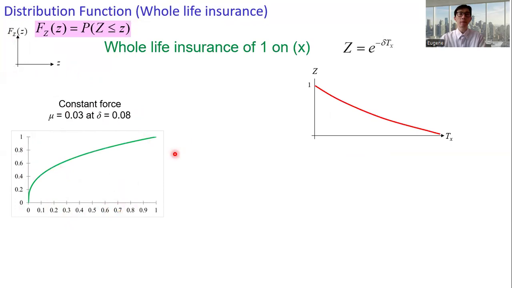Relating the two graphs, the maximum value of Z is 1. This occurs when Tx equals 0. And then as Tx approaches infinity, Z approaches 0.